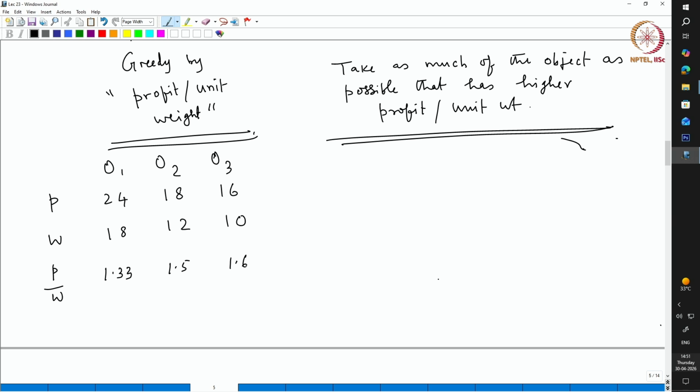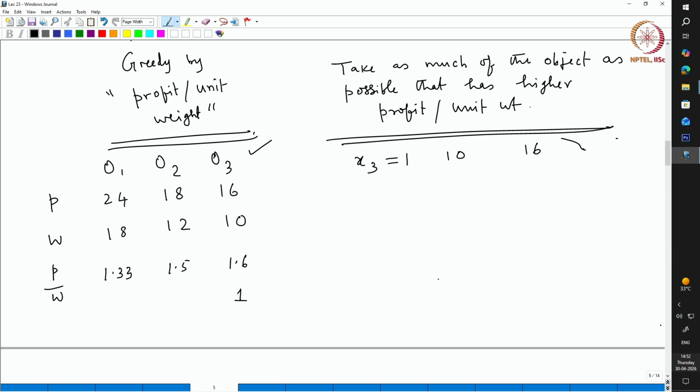Take this one as much as possible. For example, if this is x3, 0 less than x3, so take x3 equal to 1. This is going to have a weight of 10 and it will yield a profit of 16.